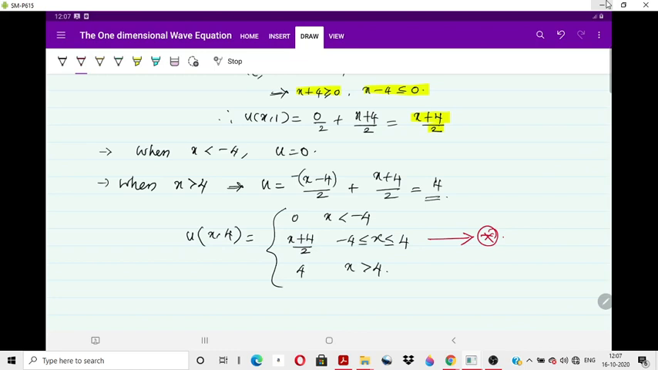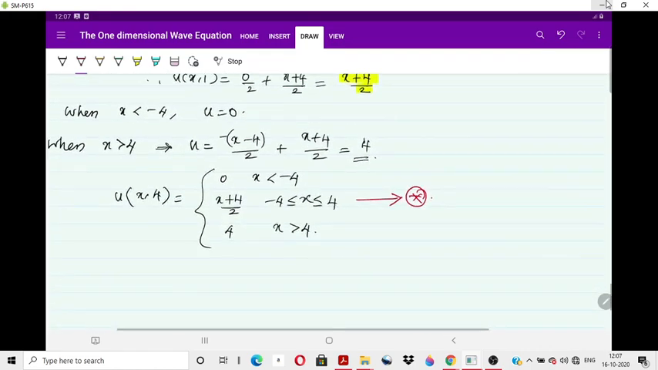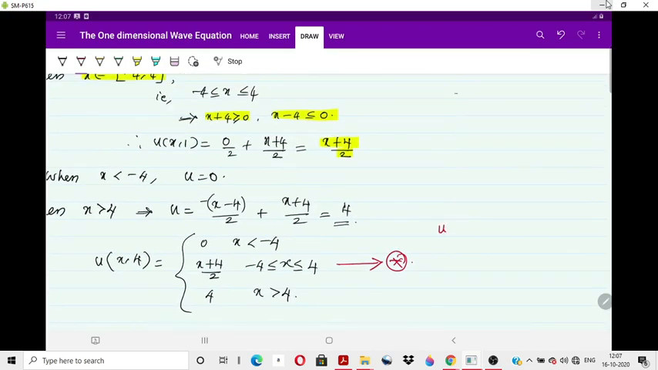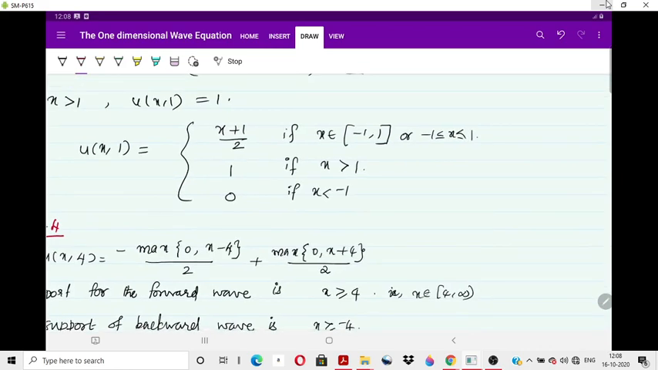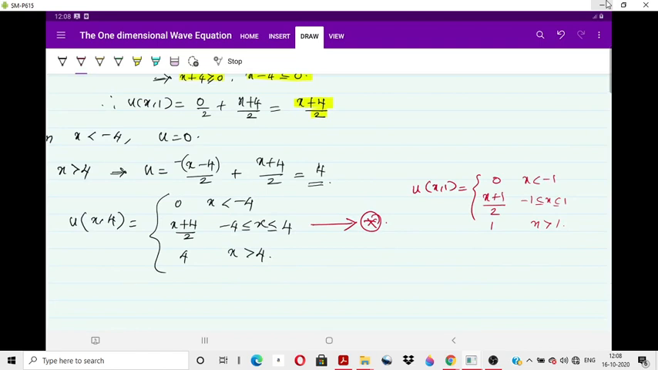So we have drawn the graph of the solution u(x,t) at t equal to 1, and also for t equal to 4. For t equal to 1, we have obtained u(x,1) equal to 0 if x is less than -1. It is equal to (x+1)/2 when -1 is less than or equal to x less than or equal to 1. And it is equal to 1 if x is greater than 1. Okay, thus we have already obtained this. And for t equal to 4, we have obtained u(x,4) in the same way.